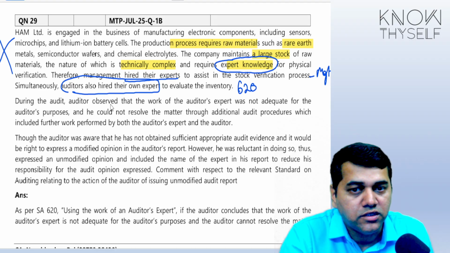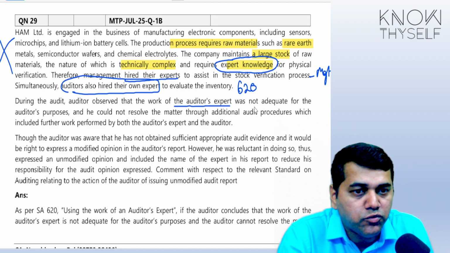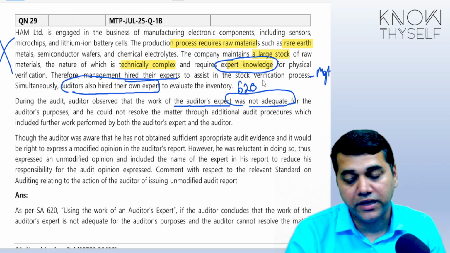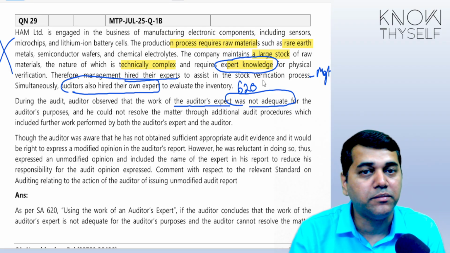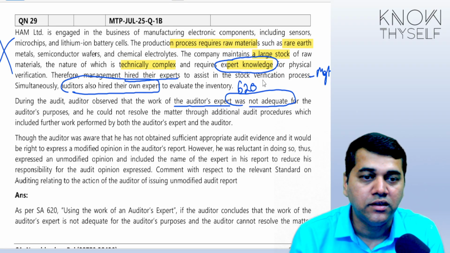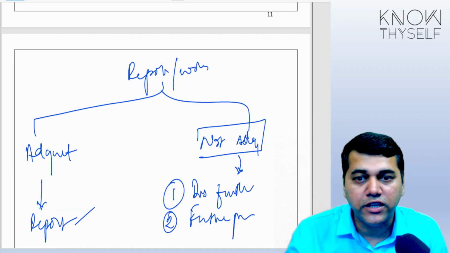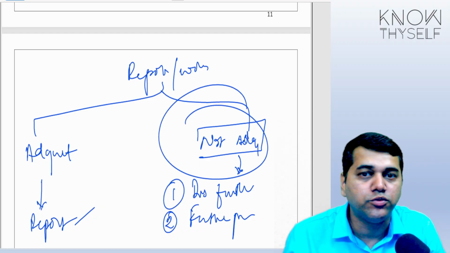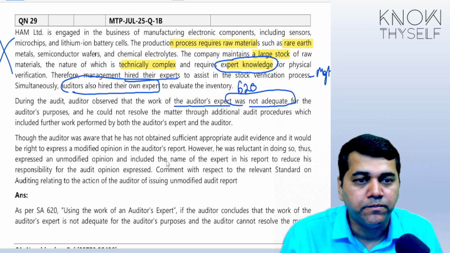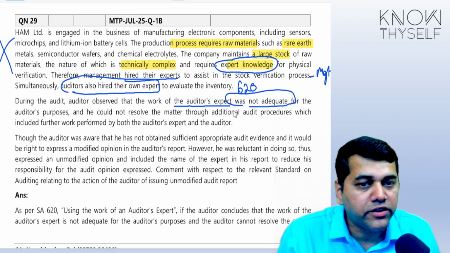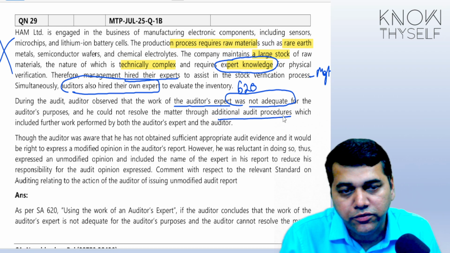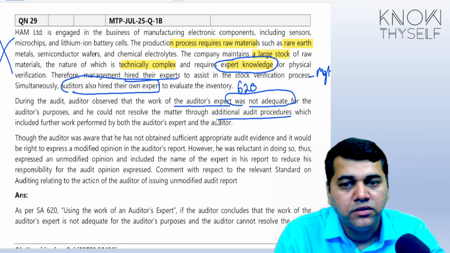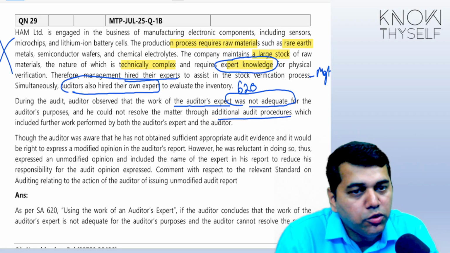During the audit, the auditor observed that the work of the expert was not adequate. That means the three conditions they have already performed: relevance, reliability, and reasonableness of the methods, findings, and source data. After doing that, I told them there would be two situations: either it is adequate or not adequate. And they got into the situation that the work is not adequate, and they could not resolve the matter through additional procedures also, including further work performed by the expert and the auditor. So now what is the ultimate thing? They are going to modify now.